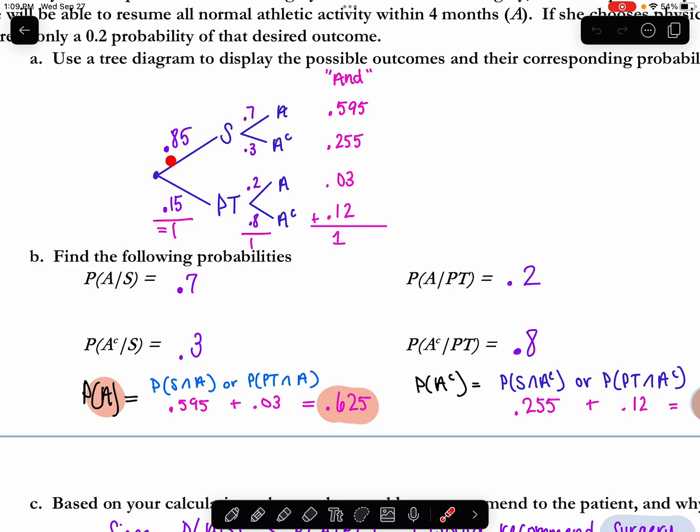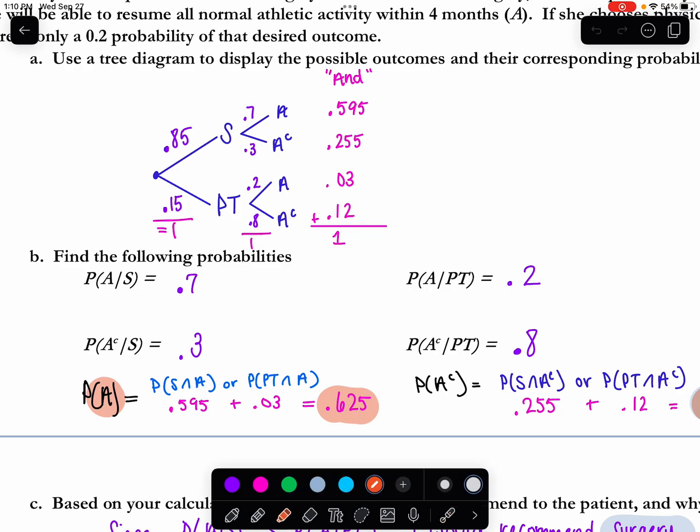So there's two ways you can get your desired outcome of being able to resume physical athletic activity. One is with surgery, so the 0.85 times the 0.7, which is 0.595, or with physical therapy, right? So if we multiply these guys, we get the 0.03. Both of these scenarios will get us what we want, either this or this. So in general, the probability that we'll be able to resume activity is 0.625. So notice for this guy, these two together will allow us to reach our desired outcome of resuming physical activity.